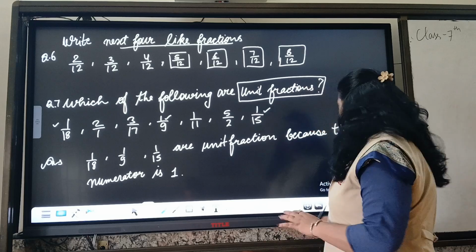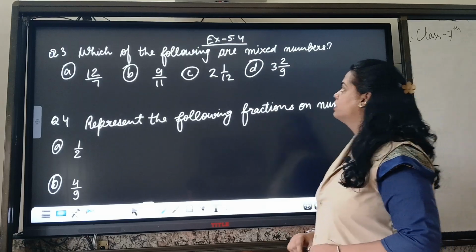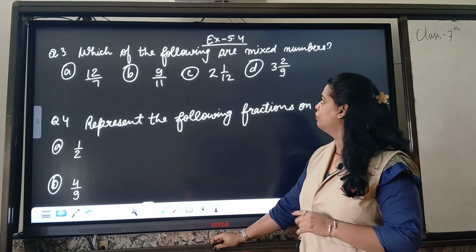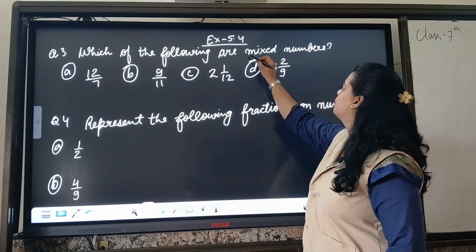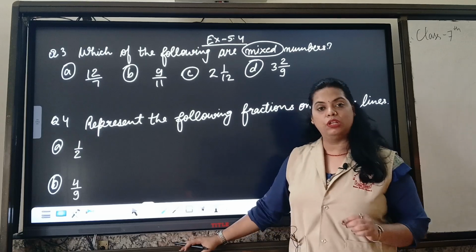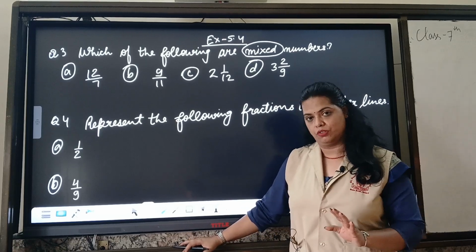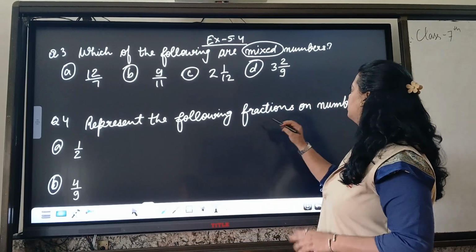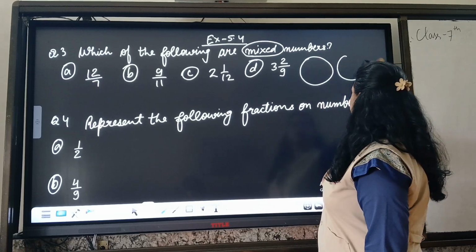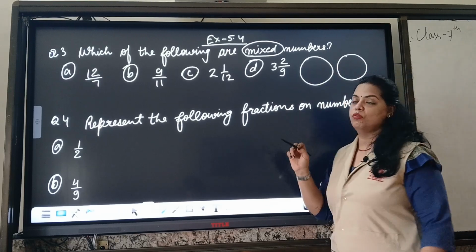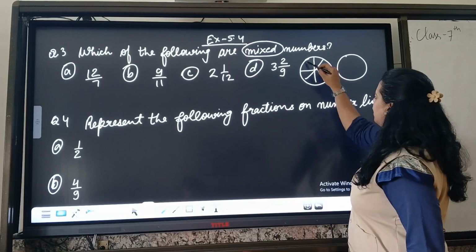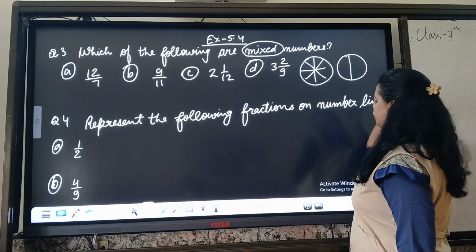Now moving towards the next slide, which is exercise 5.4, question number 3. Which of the following are mixed fraction numbers? Mixed fraction numbers means you will have one whole number and the other will be a part of a whole. Means if I am having 2 pizzas and I wish to use one complete pizza and next I would like to use only half of the pizza.